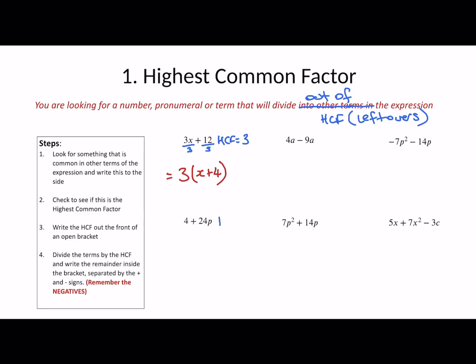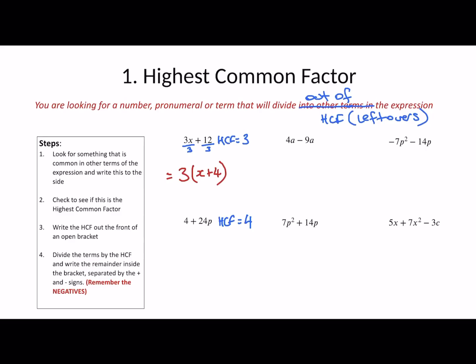Okay, let's have a look at the one down below, 4 plus 24p. Common factor. Now, it could say 2 goes into both. Is that the highest common factor though? Remember, ideally we're looking for the biggest one. No, 2 is not the biggest. 4 is the biggest. So HCF is 4.